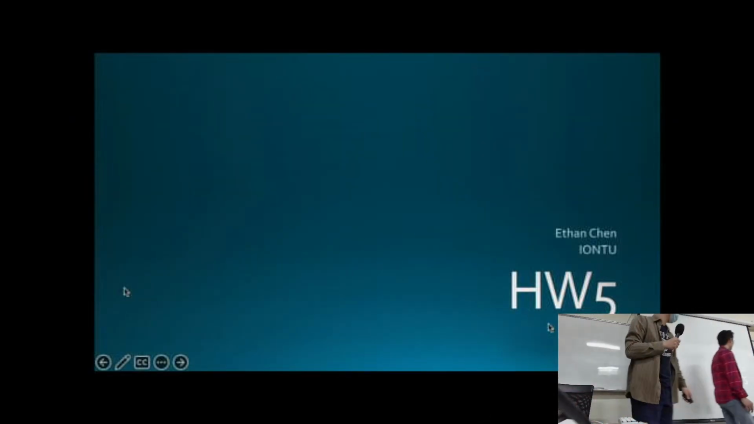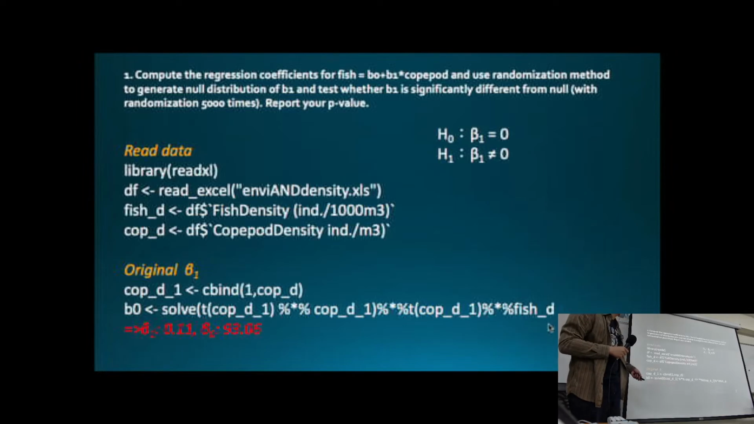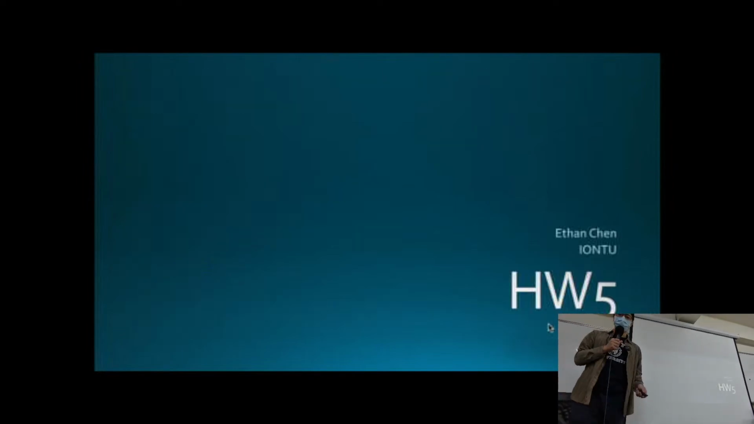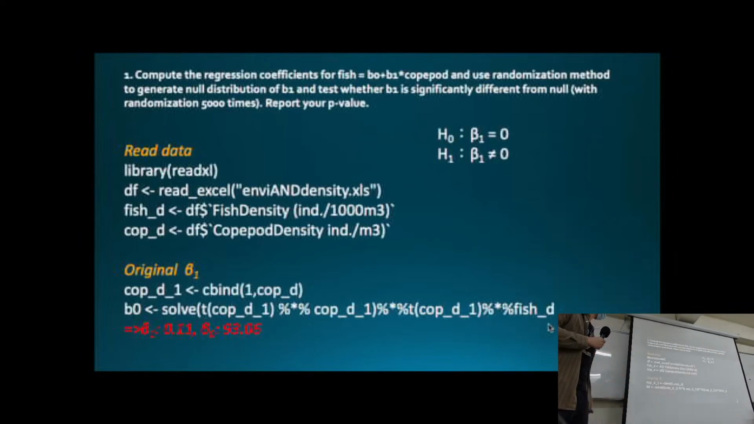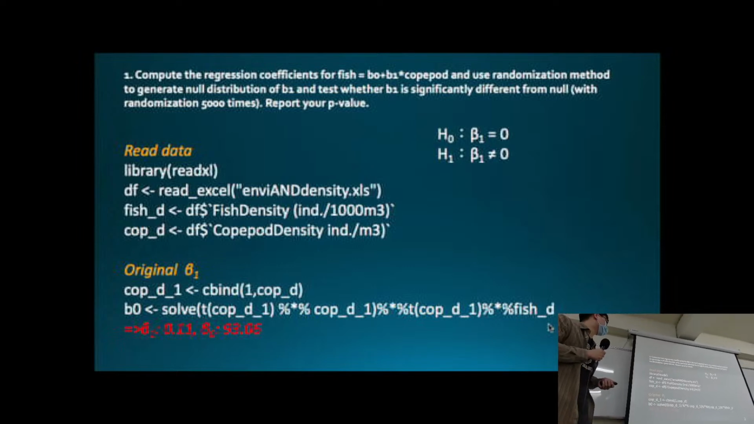Okay, everyone. My name is Chen Chen from ILNTU. And first, we are calculating the beta 1 by permutation 5,000 times.